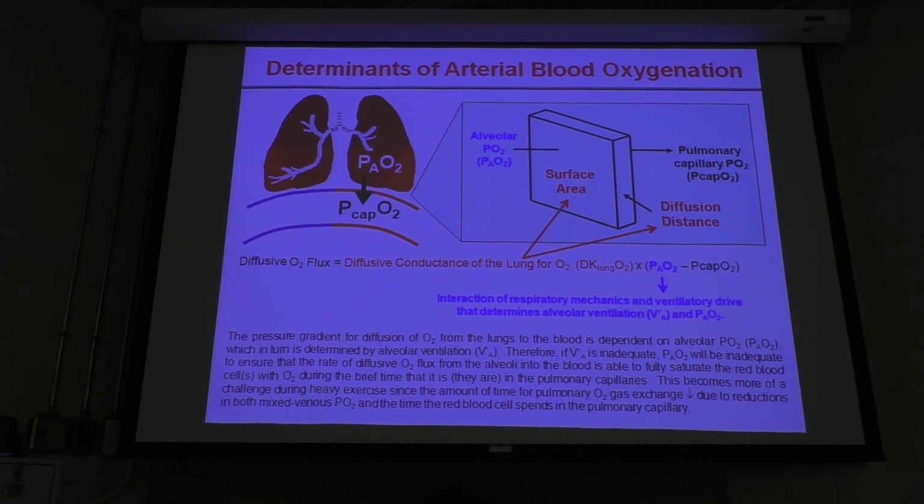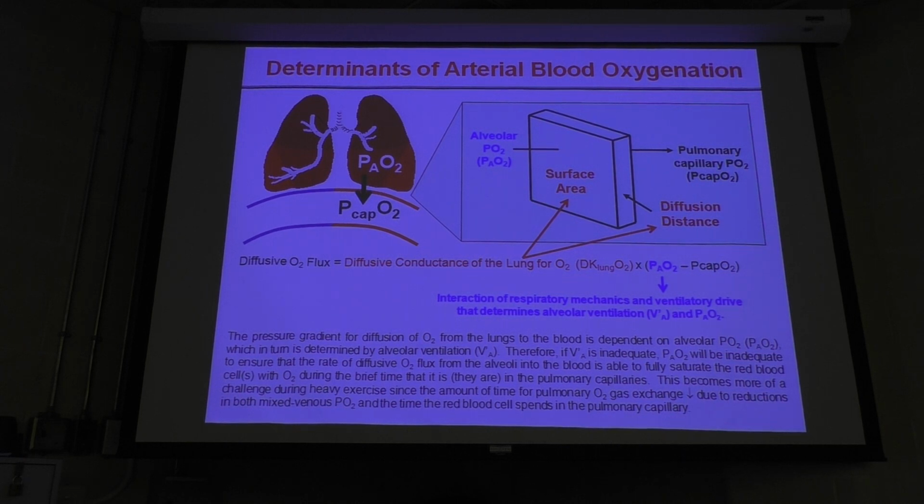So the diffusive conductance of the lung for oxygen is really dictated by the surface area for gas exchange. Again, we talked about this, that in a healthy individual we have a massive surface area for gas exchange, in large part because of the honeycombing effect of all of those very, very small alveolar units, and the diffusion distance that exists between these alveolar units and the pulmonary capillaries. Fortunately, we have a massive surface area and a very short diffusion distance. So the net effect is that we have a very high diffusive conductance for oxygen across the lung. Oxygen is pretty permissive to move from the lung into the blood.